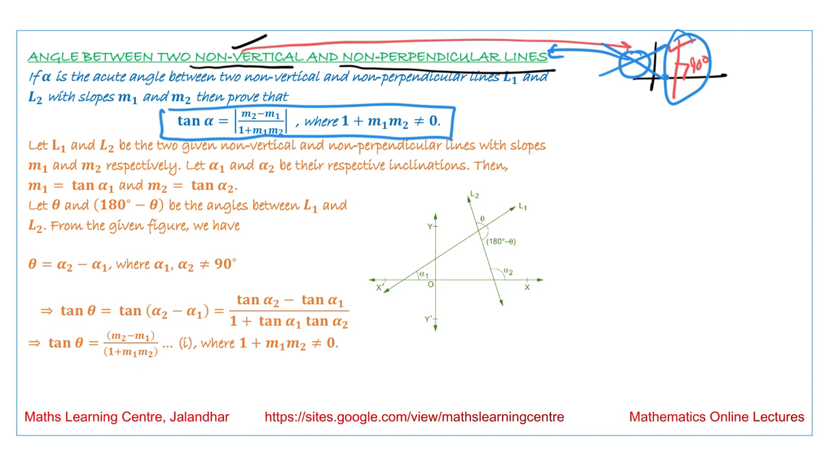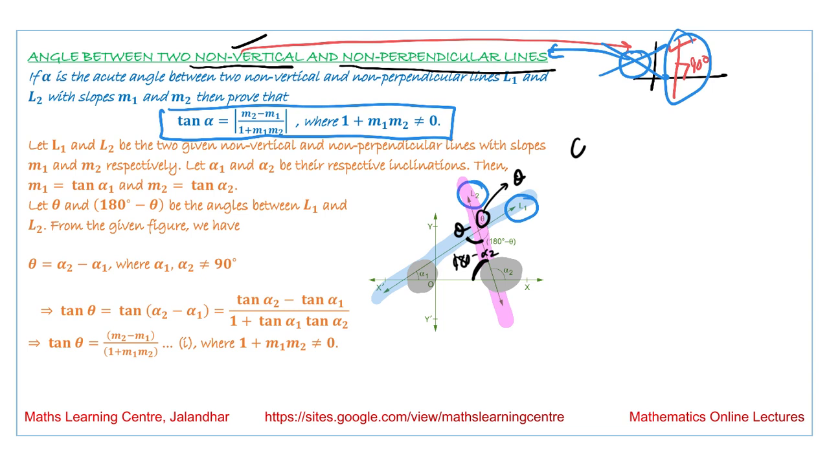Suppose these are the two lines, one is the line L1 and the second is the line L2, and these two lines are making an angle. L1 is making an angle alpha 1 and L2 is making an angle of alpha 2 with the x-axis. If this angle is alpha 2, then clearly this angle is 180 minus alpha 2, and if the angle between these two lines is theta, then this angle is theta.